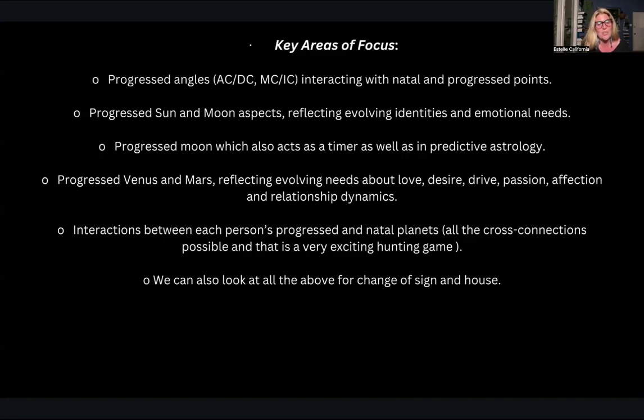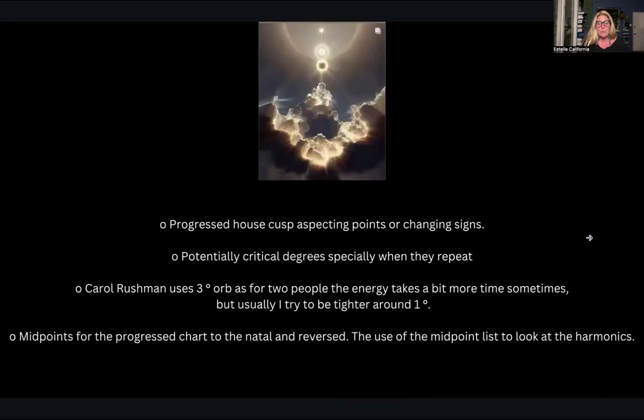Interactions between each person's progressed and natal planets, all the cross connections possible, and that is a very exciting hunting game, and we're going to go through it. We can also look at all the above for change of sign and house. The progressed house cusps aspecting points or changing sign, potentially critical degrees, especially when they repeat.